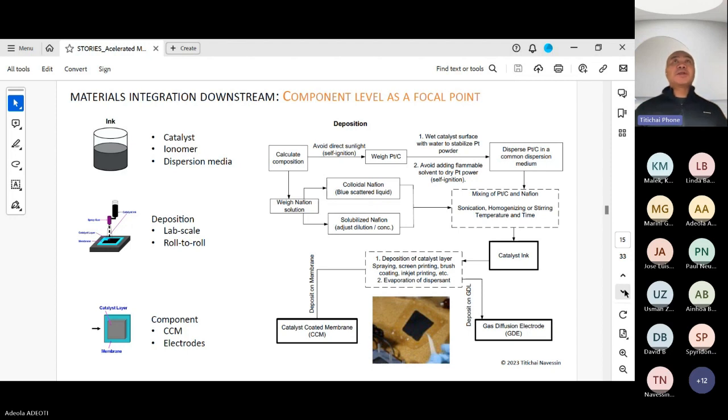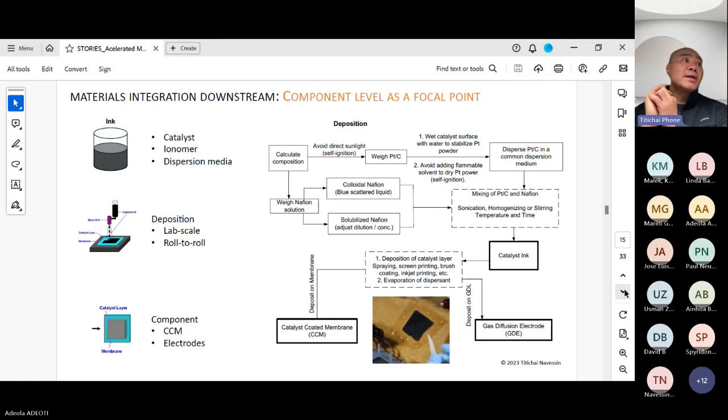The next slide shows that integration of material downstream at the component level, the catalyst-coated membrane is typically a focal point because this is where reaction happens. This is where catalyst and ionomer interact at the three-phase interface and generate reactions. So the rates, the heat, the gas, everything happens at that interface. And so at this interface, typically the integration at this stage comprises the fabrication of catalyst-coated membrane or gas diffusion electrodes, depending on the approach and design at the end.